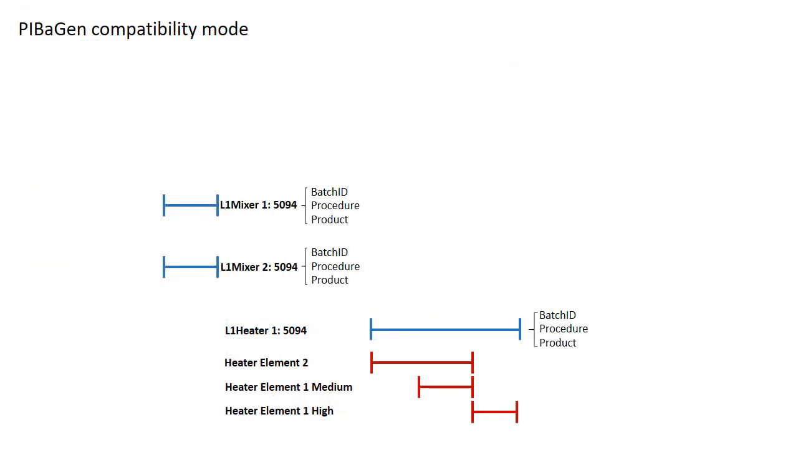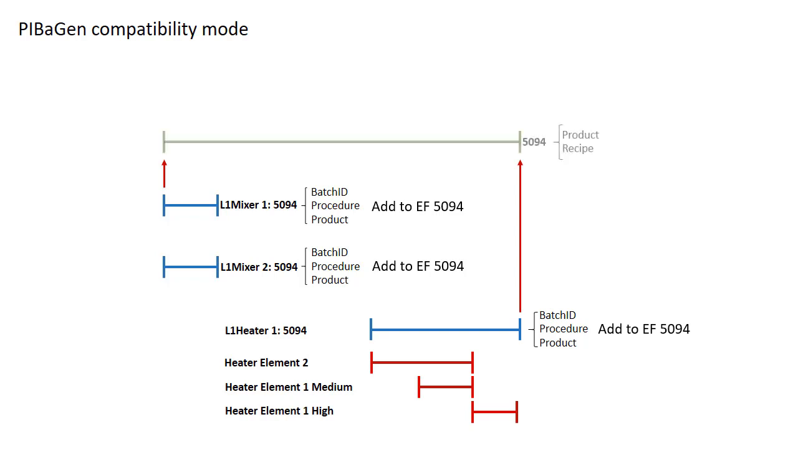I should also make a note that there is something known as PIBaGen compatibility mode, where the information that you provide to the interface is the start and end times of the units, and also what batches those units are supposed to be associated with. So in this case, you provide the start and end times of mixer 1, mixer 2, and heater 1, and you add in a piece of information about what event frame that should be associated with or what batch ID. At that point, the interface then looks at the earliest unit start time and the last unit end time, and overall it will create an overarching batch that corresponds to all of those units.